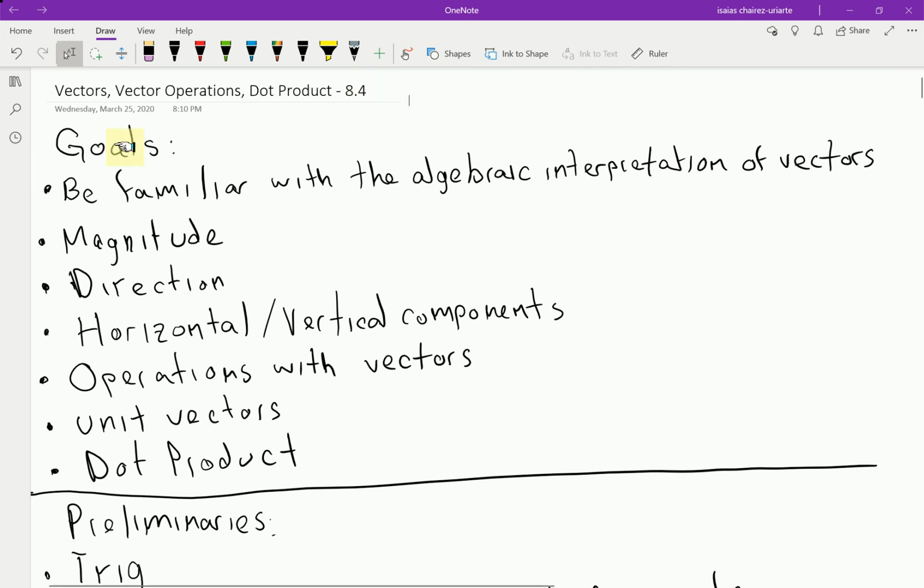Alright, so the goals of this section are to become familiar with the algebraic interpretation of vectors, to know what the magnitude of a vector is, to know how to figure out the direction of a vector, to figure out the horizontal and vertical components of a vector, to be able to add, subtract, and multiply vectors. Well, add, subtract, and do some other operations with vectors. You're gonna wanna know what a unit vector is and what the dot product is. Okay, the dot product will be covered in the next video.